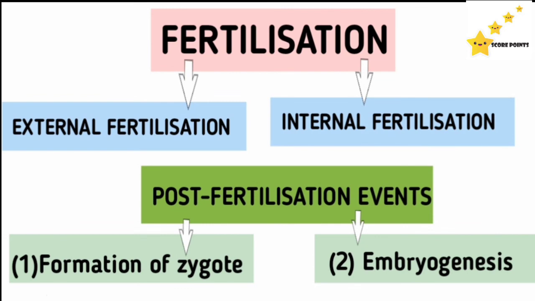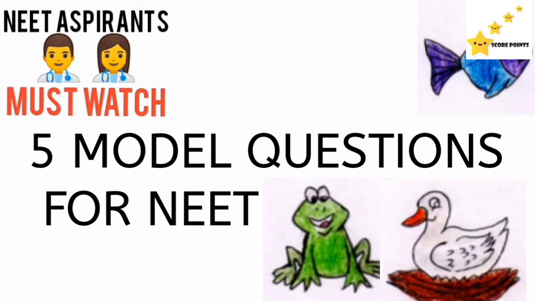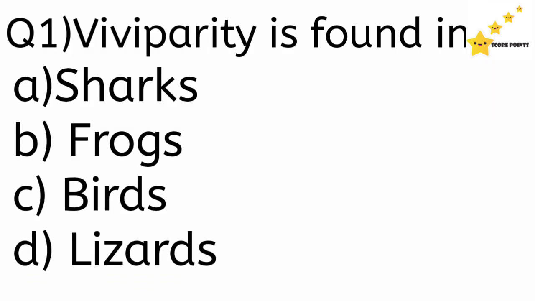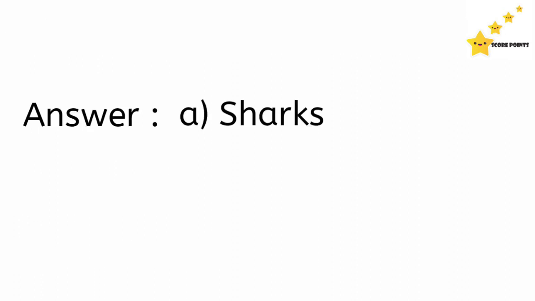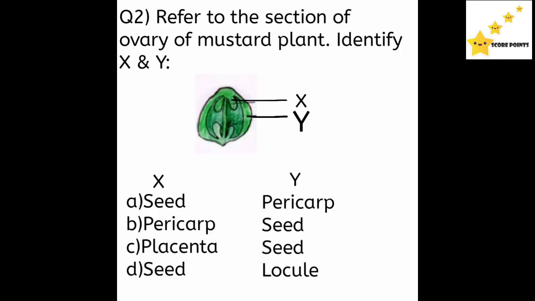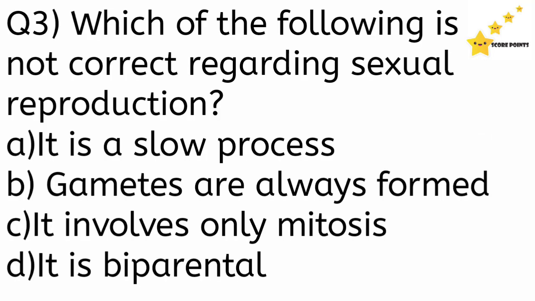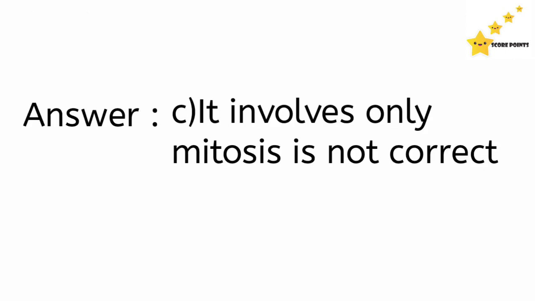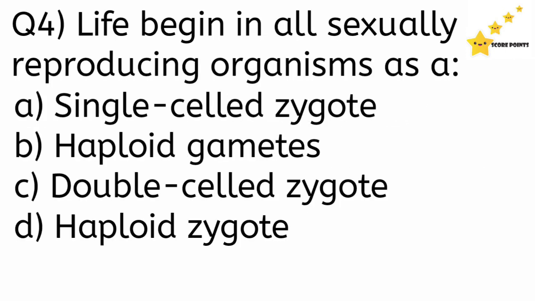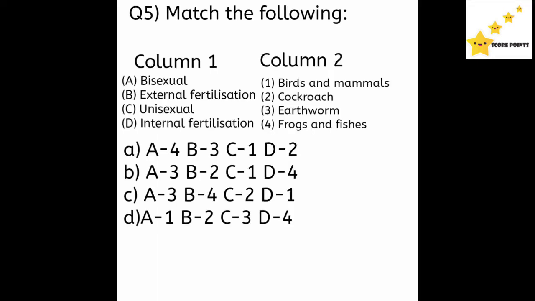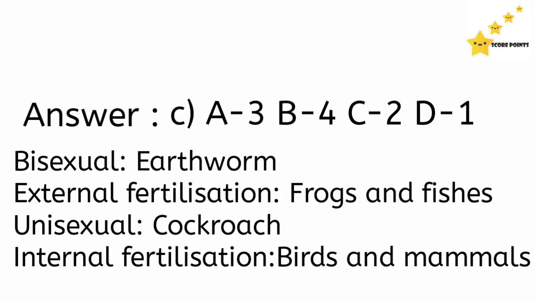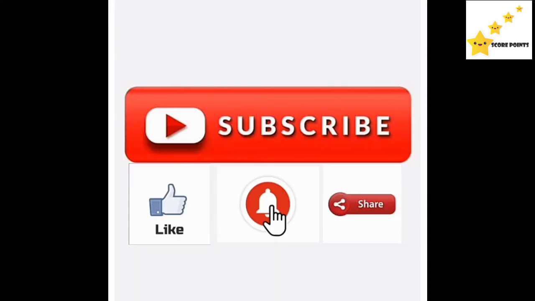Now you can see the plot for the above session of sexual reproduction in organisms. This is the end of Chapter 1, Reproduction in Organisms.